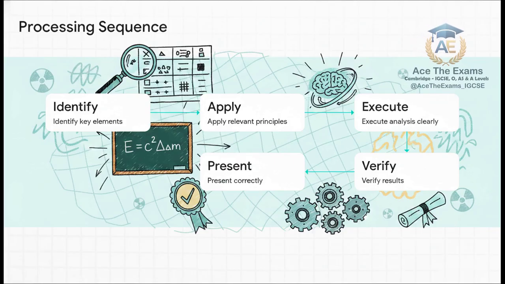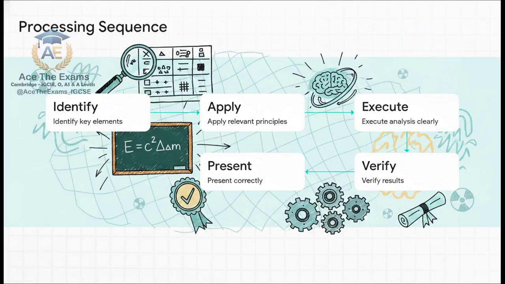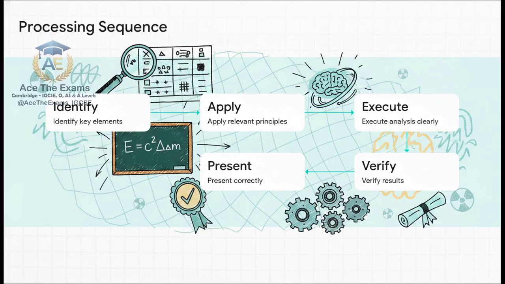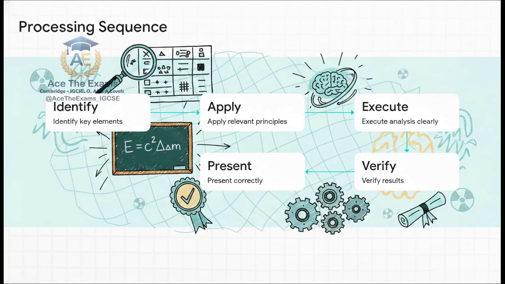Step 2. Apply relevant principles. You physically write down E is equal to mc squared delta m on the page immediately. Don't just hold it in your head. Step 3. Execute analysis with clear working. This means writing down every single substitution. Mass of reactants minus mass of products. Show it all. Step 4.